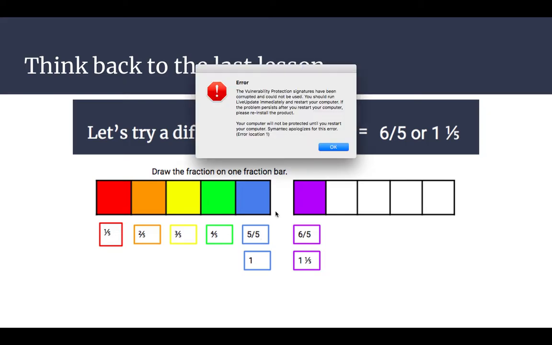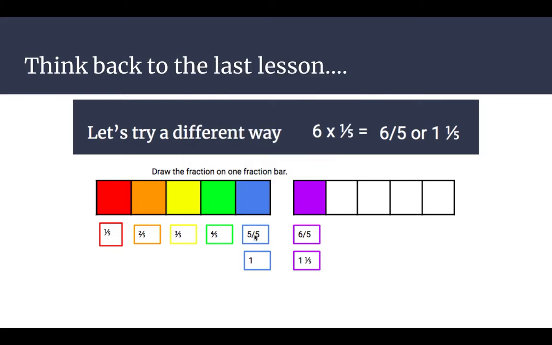When we got to 5/5, we remembered that 5/5 is the same as one whole. We can see it right here. We needed one more fifth because we needed 6. So we have 6/5. And when we look at these two bars together, we can see that this is one whole and 1/5. So we would say 6/5 or 1 and 1/5 are equivalent.